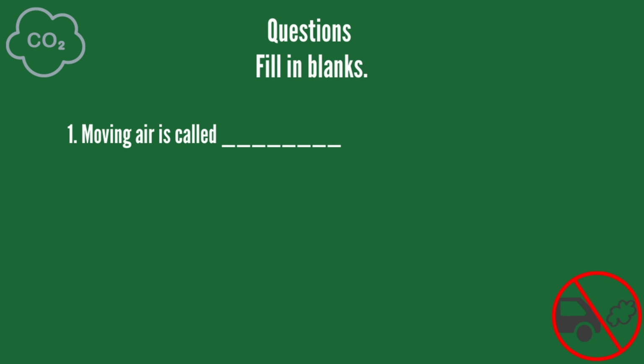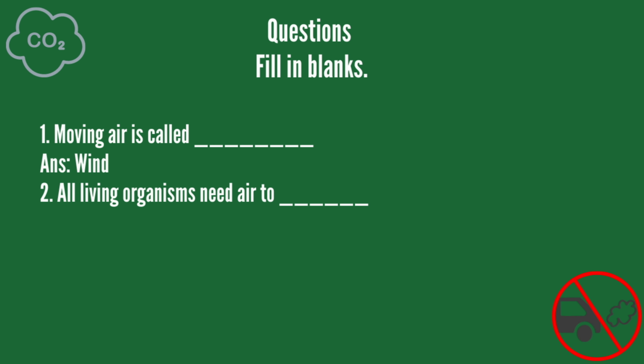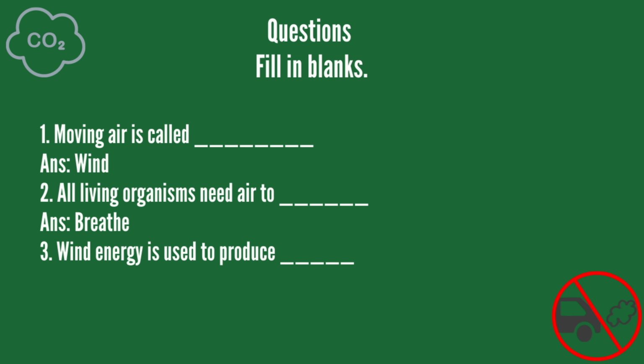So let's solve some questions to understand how much we have understood from the topic. So the first question is, moving air is called wind. Second question is, all living organisms need air to breathe. Third one is, wind energy is used to produce electricity.